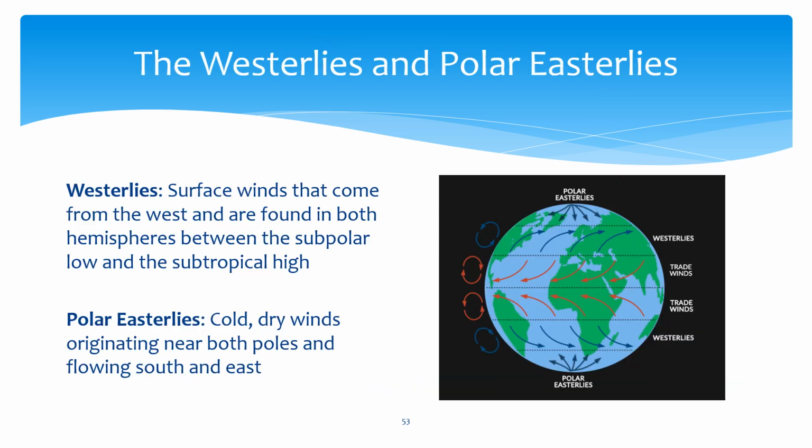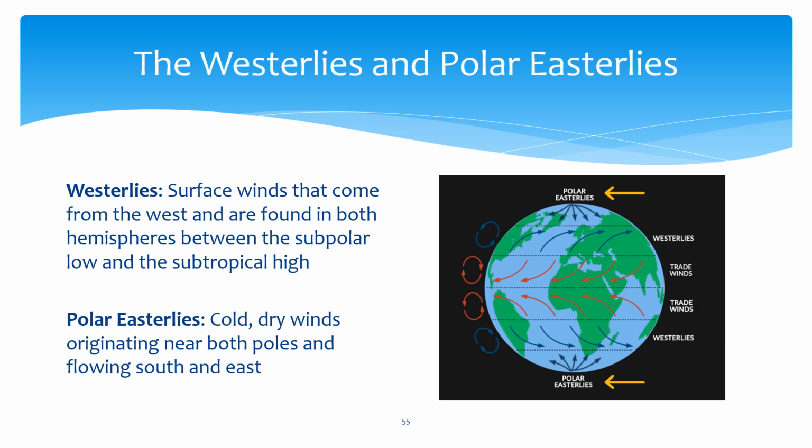Next up, we have the westerlies. These are our mid-latitude surface winds that come from the west and are found in both hemispheres between the subpolar low and the subtropical high. So, mid-latitudes, between 30 degrees north and 60 degrees north, and between 30 degrees south and 60 degrees south. The westerlies form something called the Ferrel cell.